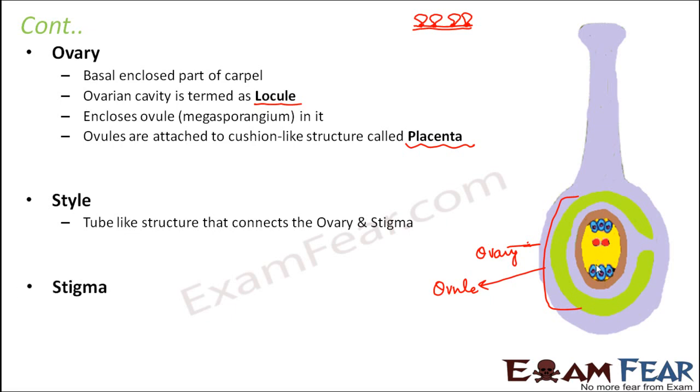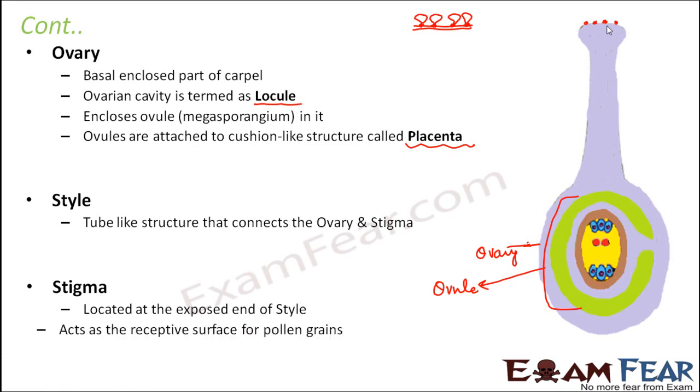And the last one is the stigma, which is located at the exposed end of the style, that is this end. This end receives the pollen grains. This is the place where the pollen grains will be received, so it acts as the receptive surface for pollen grains. Here the pollen grains are collected, and then they pass through the style and finally reach the ovary.